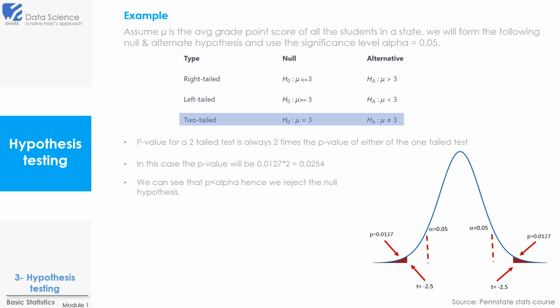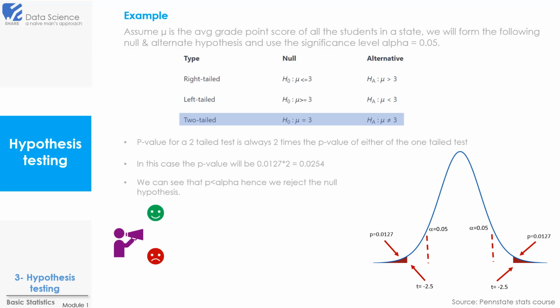Now again, the p-values and the alpha levels are shown on the graph. The p-value is given by the red region and the alpha values are given by the hatched lines. Now you can see the red region is not crossing the hatched line, which means our p-value is less than the alpha level. So that is how you conduct a two-tailed test.